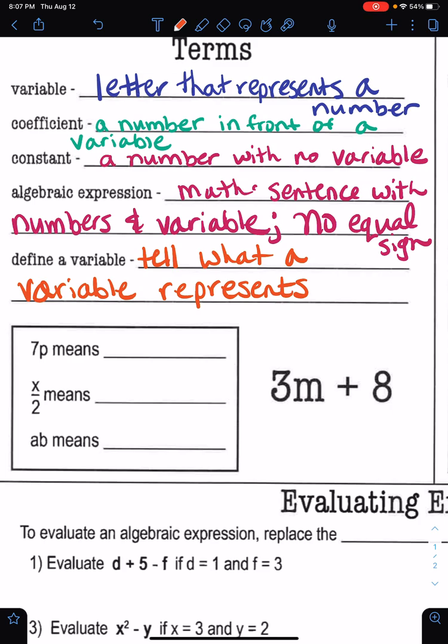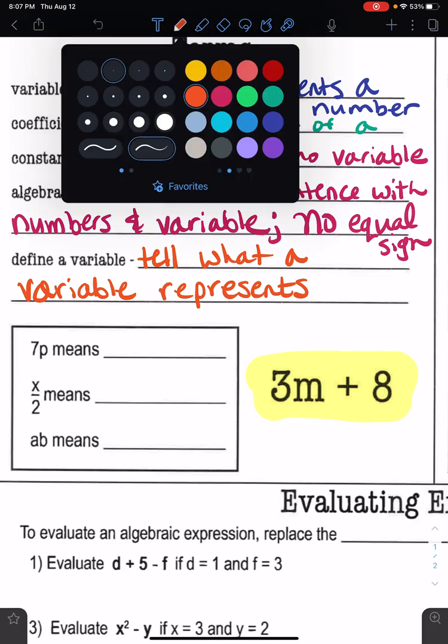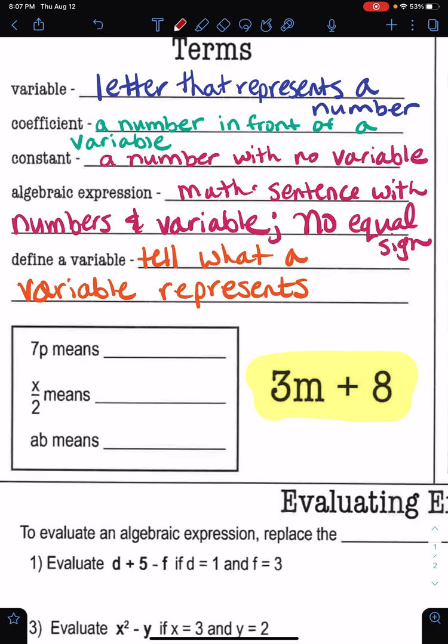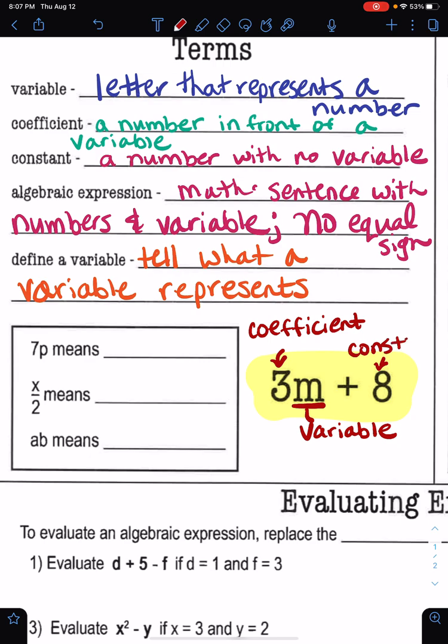All right, so let's look at this expression down here, 3m plus 8. In this example, I'm just going to point out these things that we just talked about. M is our variable. It is a letter that represents a number. 3 is the number in front of the variable, and that is our coefficient. And 8 is all by itself with no variable. That is our constant. So that's what it looks like in an expression.